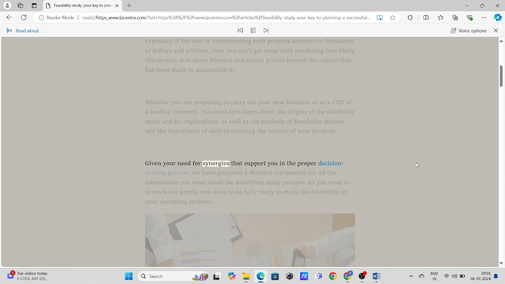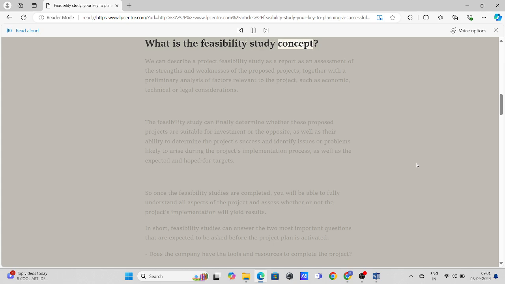Given your need for synergies that support you in the proper decision-making process, we have prepared a detailed explanation for all the information you need about the feasibility study process. All you need is to track our article to be fully ready to study the feasibility of your upcoming projects. What is the feasibility study concept?